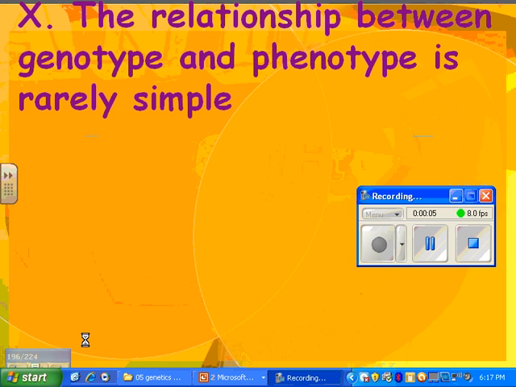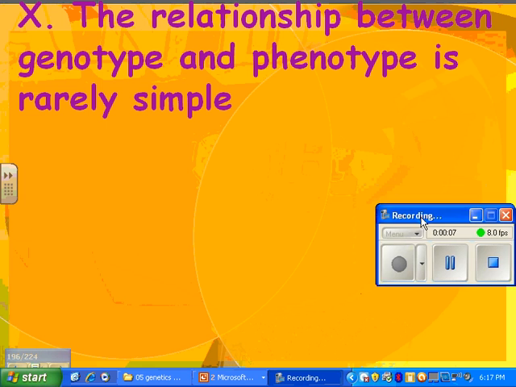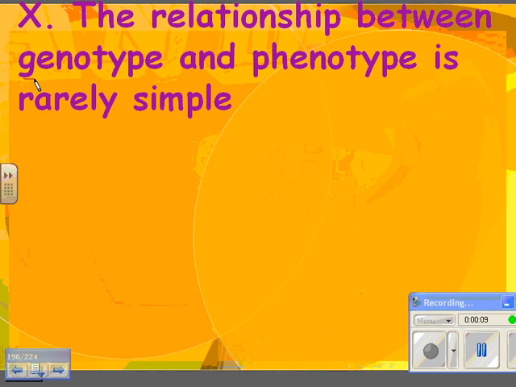The relationship between genotype and phenotype is rarely simple. So genotype is the actual alleles that you have for the genes, so for example, big A, little a, or whatever. And the phenotype would be the physical stuff. So what do you actually look like? What's your blood type? That kind of thing.